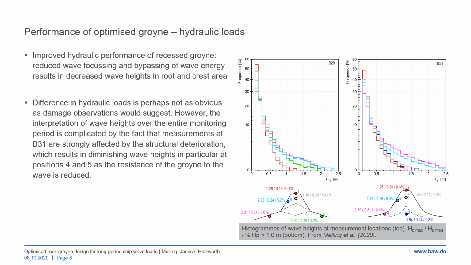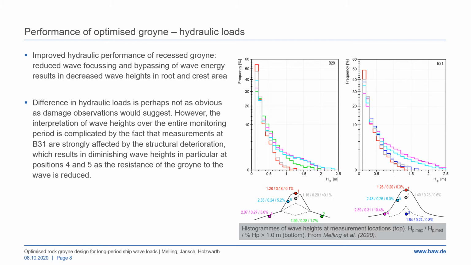Comparing positions 4 and 5, we can begin to appreciate the effect of different groyne designs. The conventional groyne shows a strong wave focusing effect, with wave heights increasing towards the root area. The largest wave heights are recorded at position 4. As the wave energy is then redirected over the groyne, we also record higher wave heights on the groyne crest at position 6.